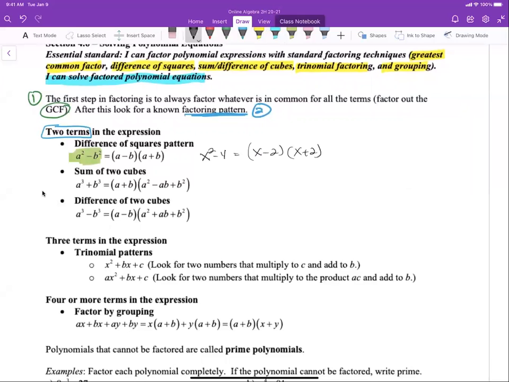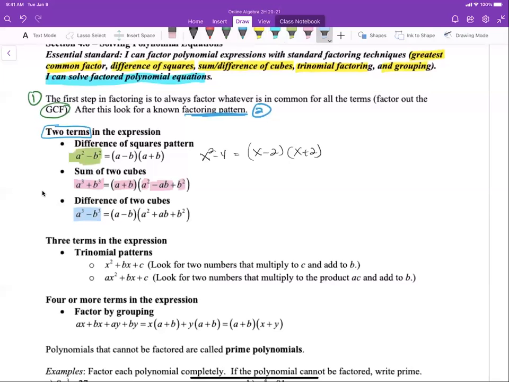Now the sum of two cubes and the difference of two cubes. We have a situation where I have a cubed plus b cubed, or a cubed minus b cubed. So two terms, both of which are cubed expressions. They will factor into the following pattern. For a cubed plus b cubed, you take the a and the b and add them together, so the signs are the same: a plus b. Then you square a and you square b, and you switch the signs and multiply times ab.